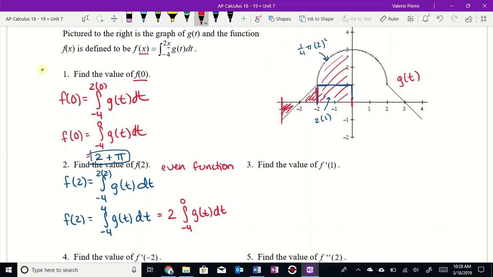So we already know what the definite integral from -4 to 0 of g(t) dt is, it's 2 plus pi, which we learned in part 1. So we're just going to multiply that by 2, and we get 4 plus 2pi.